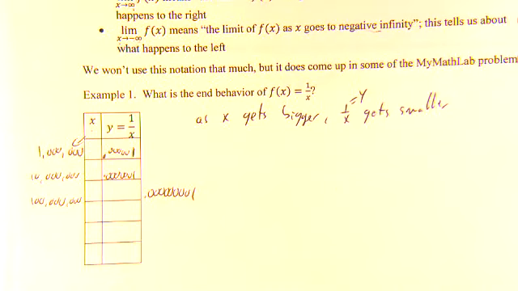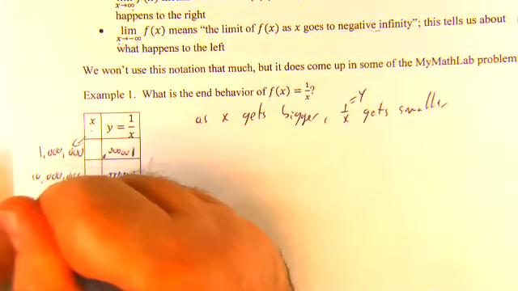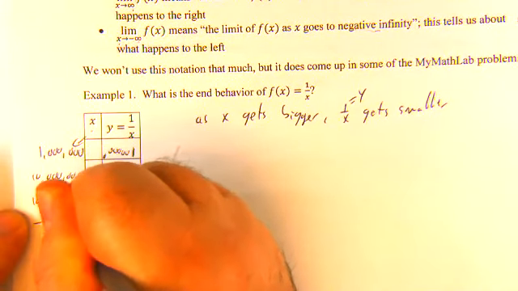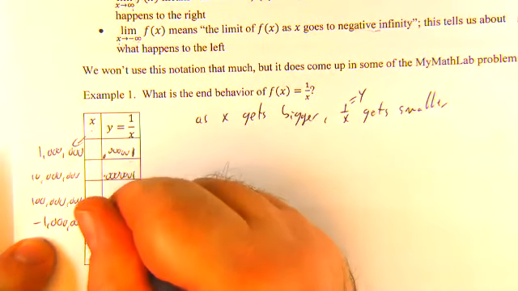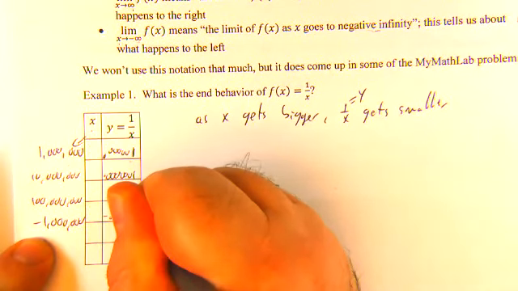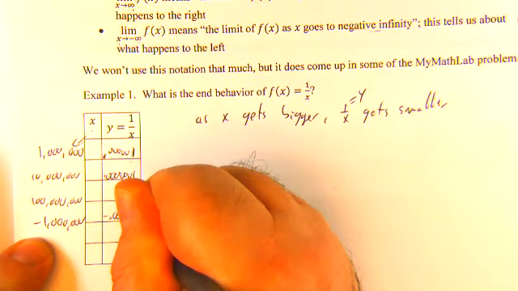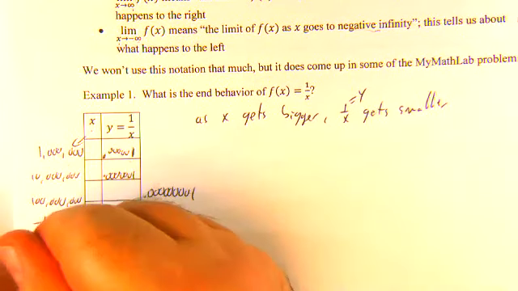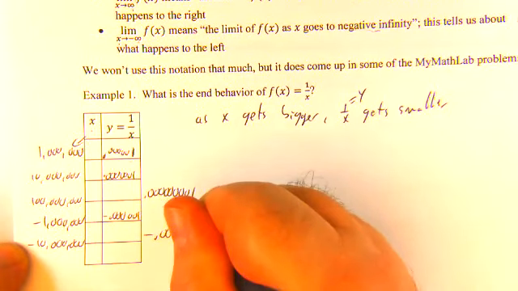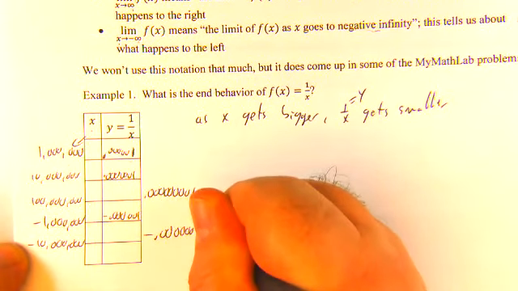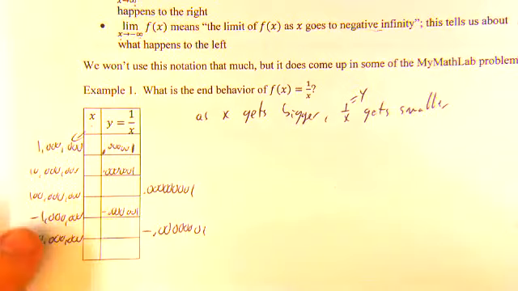So as x gets bigger, 1 over x gets smaller. What about for negative x's? Well, if I look at minus 1,000,000, the only difference is that I'm just going to have a minus sign. So minus 0.000001. And if I had minus 10 million, I'd have minus 0.0000001, right?